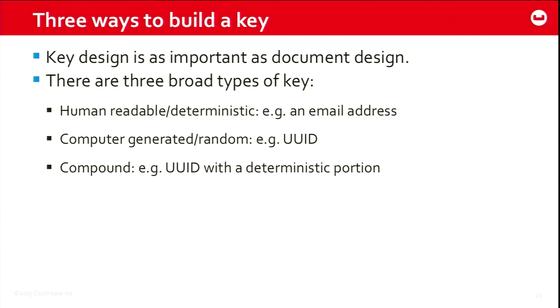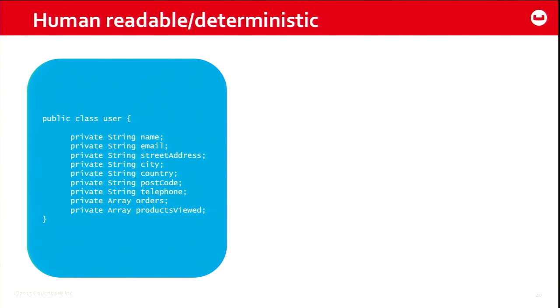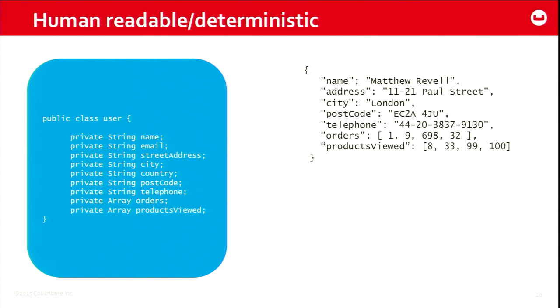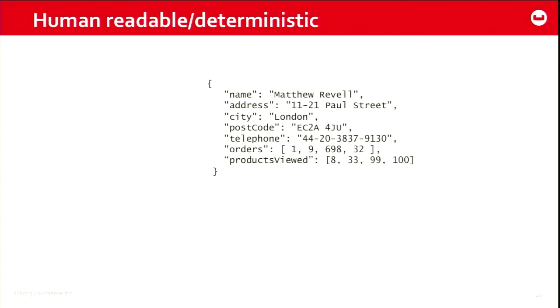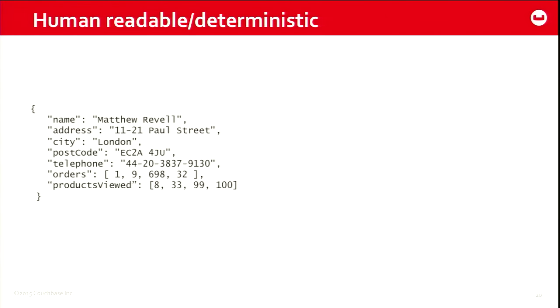So let's have a look at human readable deterministic keys. Here we have a fairly simple user class. We want to store that out as JSON, and we'll take the email address as the key. So if we're keying that based on my email address, matthew@couchbase.com, I log into the system with that, we know that's what it is, we'll do a get for my user profile, great.